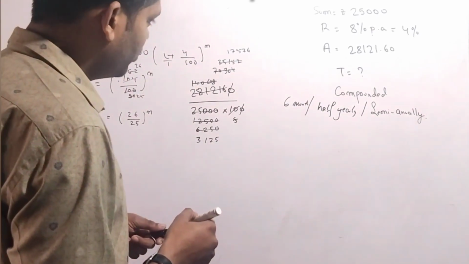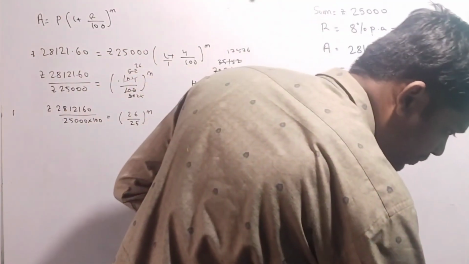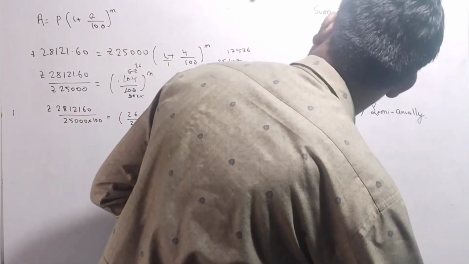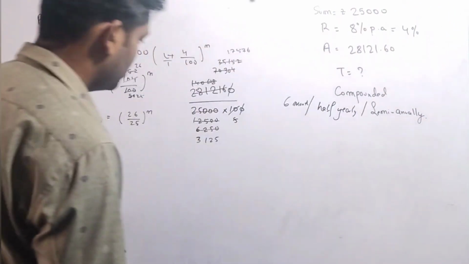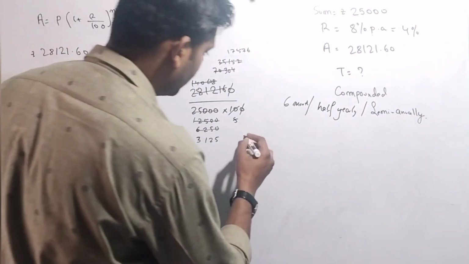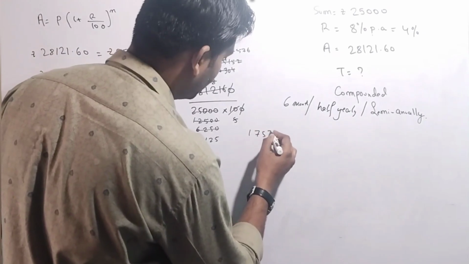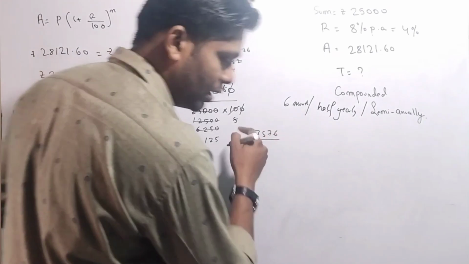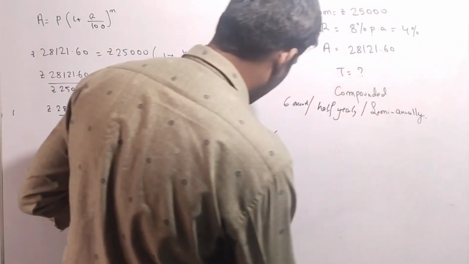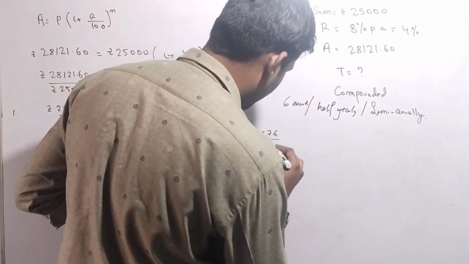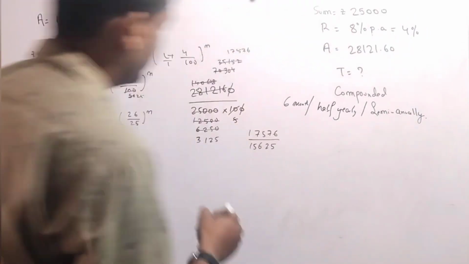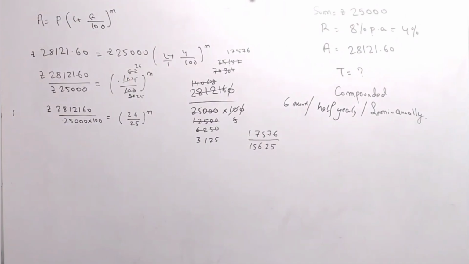Is it possible? Any more calculations possible? No, it's not possible, no? So ultimately we are having 17576 by, after multiplication, how much are you going to get? 15625. Yes, 15625. This is what you are going to get after multiplication.